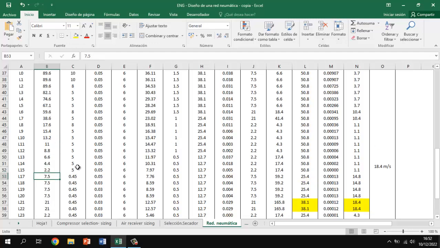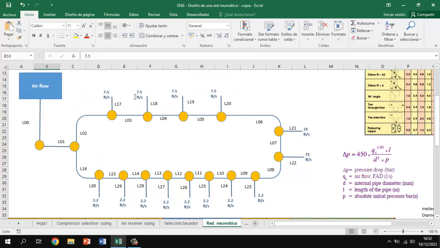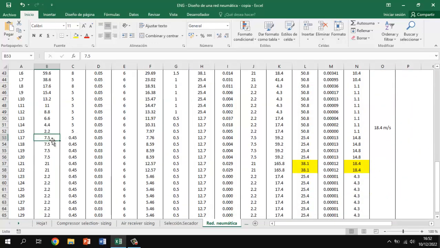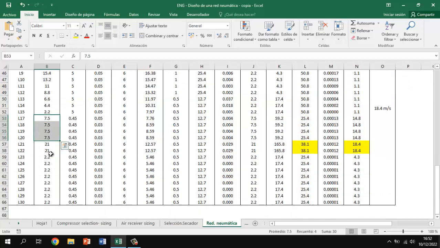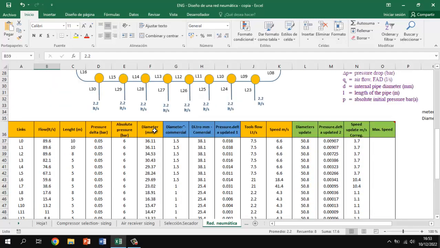Then I put 7.5 for link 17. Maybe you are asking, because this is a demand, this is just a service pipe, it's not for distribution, so you should consider the airflow of your pneumatic tool. That's the reason why I put 7.5 for the drill, 21 for the nut runner, and 2.2 for the reverter.